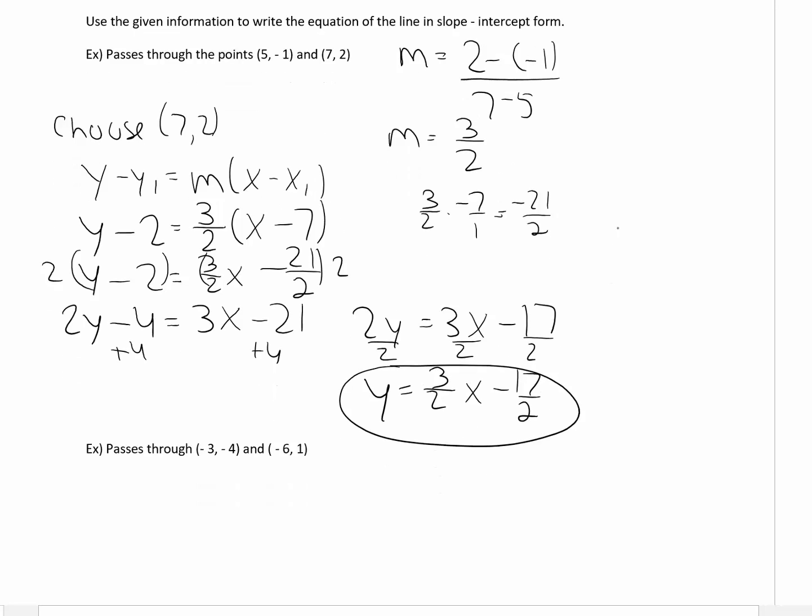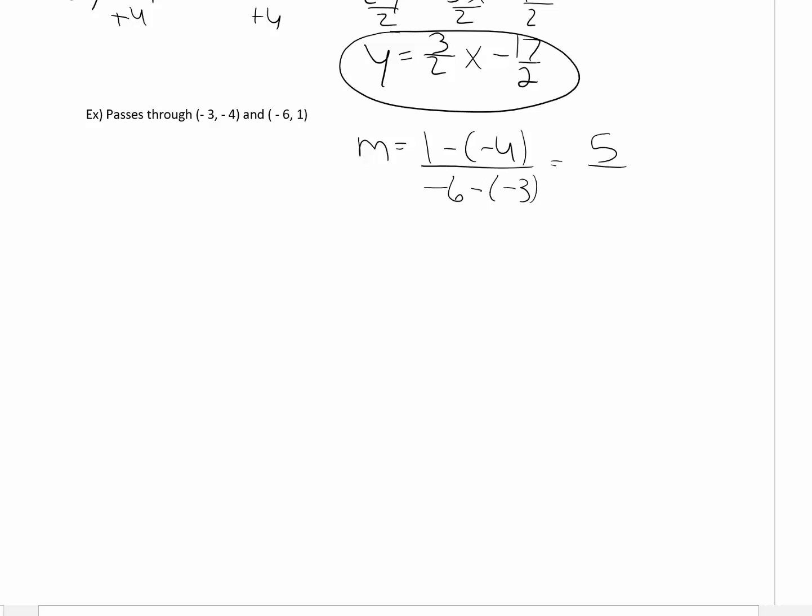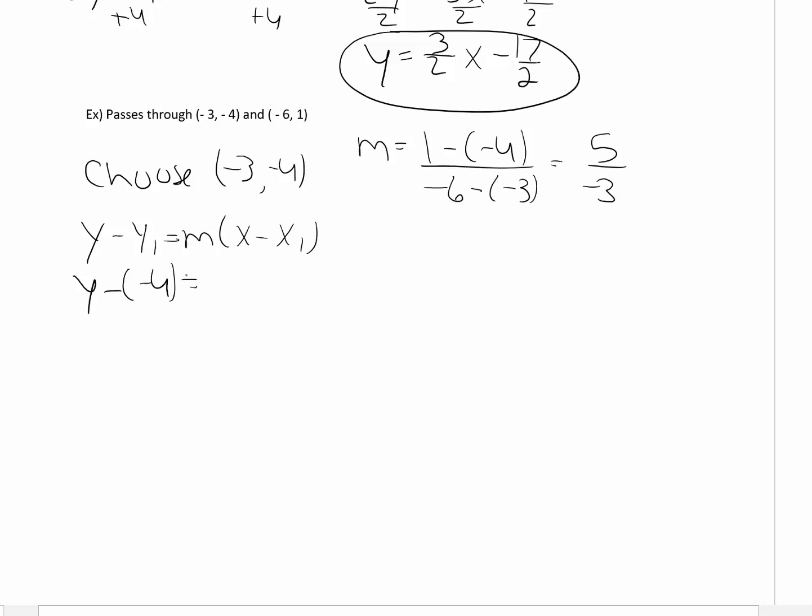Okay, one other example I want to take a look at. So again, I need to be able to determine what the slope is. So that gives us 5 over negative 3. Okay, so again, we're going to use point-slope. Again, it does not matter which ordered pair we use. I will choose negative 3, negative 4. So plug in negative 4 for y1, negative 5/3 for the slope, and then negative 3 for x1.